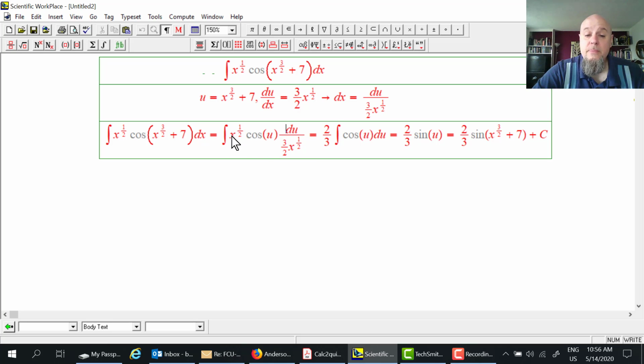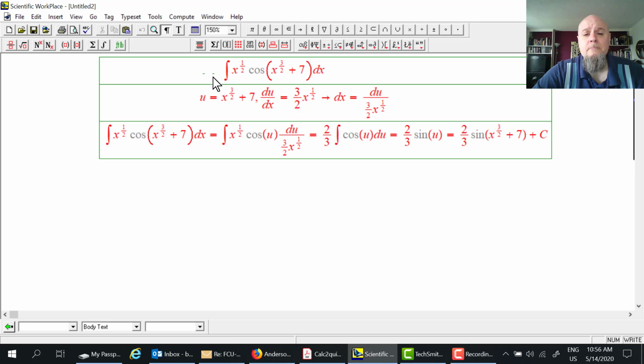Now, the x to the 1/2 on the top and the x to the 1/2 on the bottom cancel. And this divided by 3/2, I just inverted and multiplied. It's a constant, so it goes outside. Now I'm just asked to integrate cosine of u. So what differentiates to be cosine u? Sine u. Now I'm done my integration. I can substitute back in what u is. Don't forget a plus c, and I'm done. That's how I wanted that first question to be done.